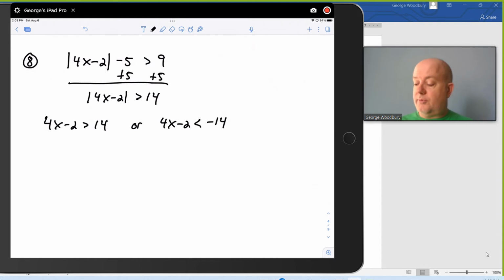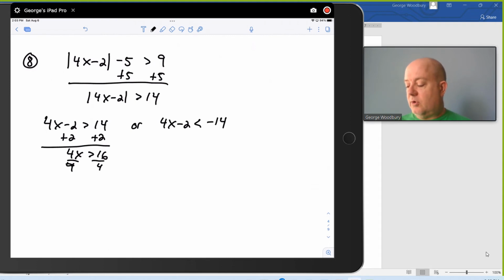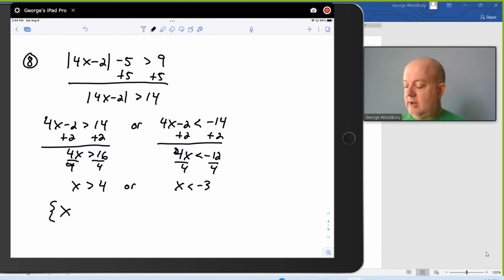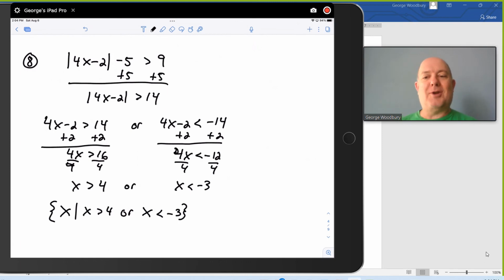Okay. To solve the first one, add 2 to both sides of the inequality. 4x is greater than 14 plus 2, or 16. Divide through by 4. 16 divided by 4 is 4, so we have x is greater than 4. For the other one, when we add 2 to negative 14, we get negative 12, so 4x is less than negative 12. And when we divide both sides by 4, negative 12 divided by 4 is negative 3. So we have x is less than negative 3. The set of all x such that x is greater than 4 or x is less than negative 3. Basically copying that line right down.